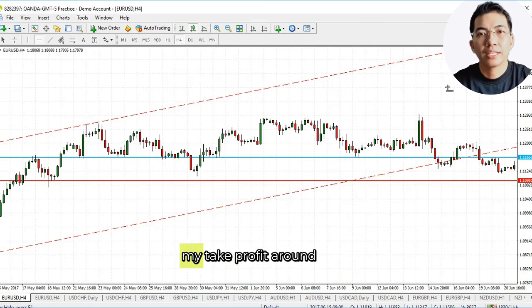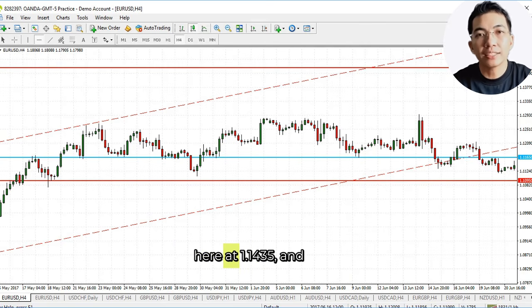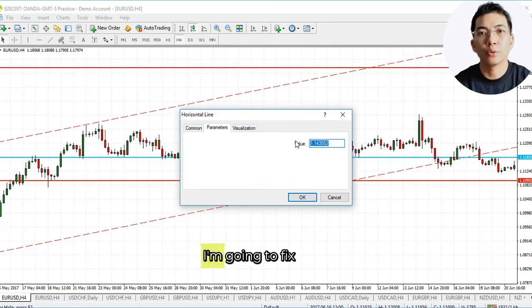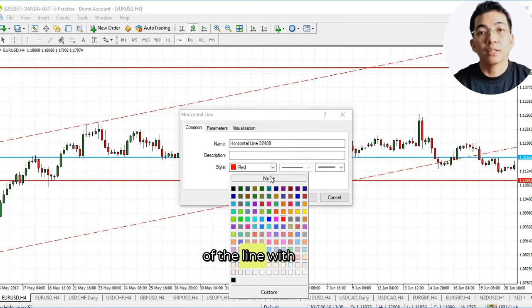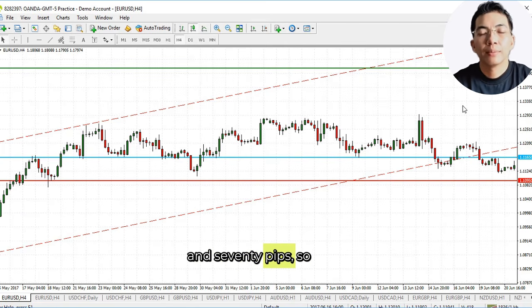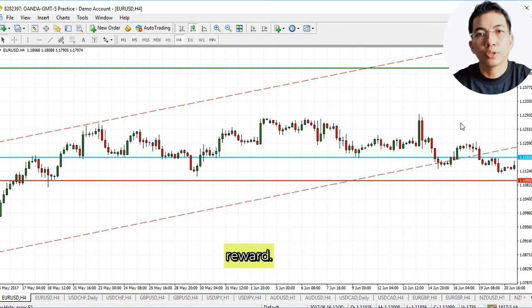So I can place my take profit around here at 1.1435, and I'm going to fix the price, and I'm also changing the color of the line to green because this is my take profit. So at this point I will have a risk of 70 pips, but I will have a potential reward of 270 pips, so a bit less than a 1-to-4 risk to reward.